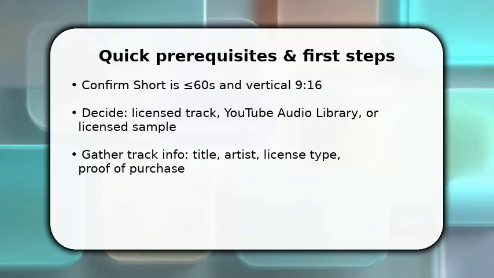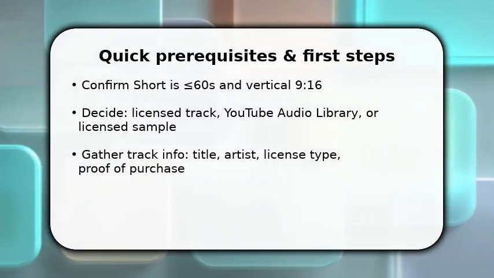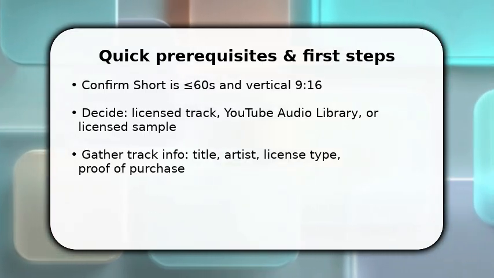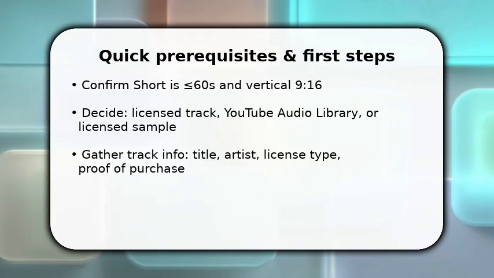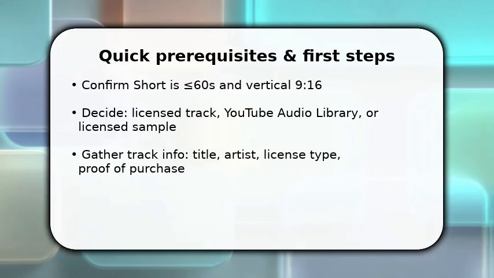You start by choosing the simplest legal path, a cleared license or a YouTube-approved source. If you have a license, pull the invoice and license text now so you can prove permission. If you choose YouTube Audio Library, download the exact file and note attribution requirements.